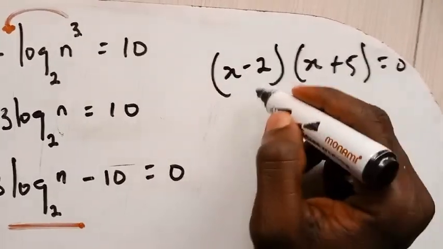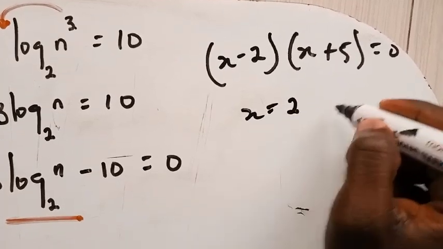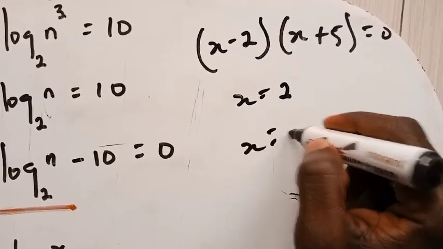Okay, so here we know how to solve. x is going to be equal to 2, or x here is going to be equal to -5.